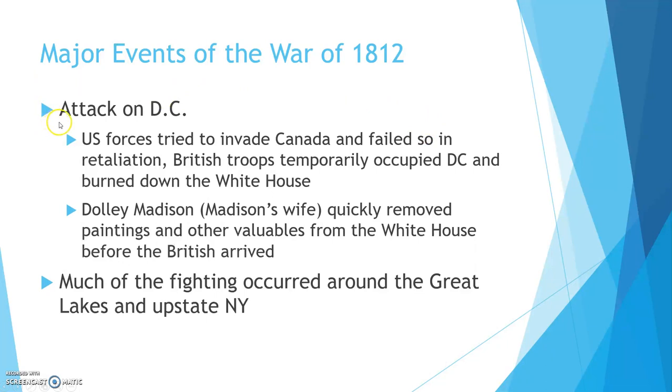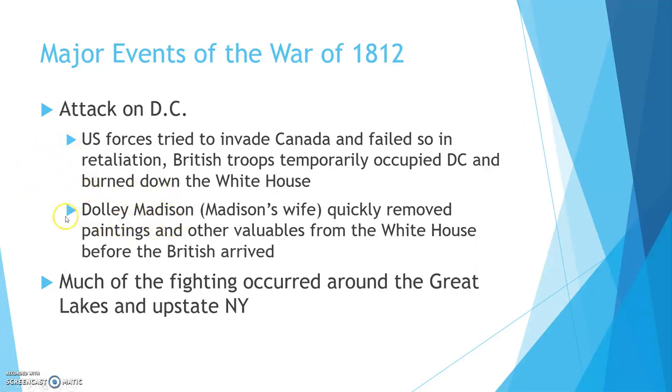So one of them is the attack on D.C. And when I say D.C., I mean Washington, D.C., District of Columbia. So that's where the U.S. capital is. So U.S. forces tried to invade Canada, and they failed to do so. In retaliation, British troops temporarily occupied D.C. and they burned down the White House. So this is the only time in U.S. history that another country has actually burned down the White House.